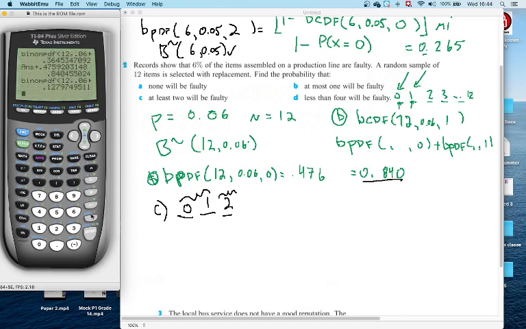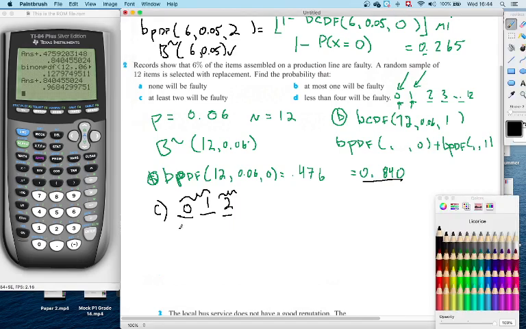And I'm going to add that to the probability of 0 and 1 being faulty, which is this value we got in the previous section. If we do that, we get 0.968.